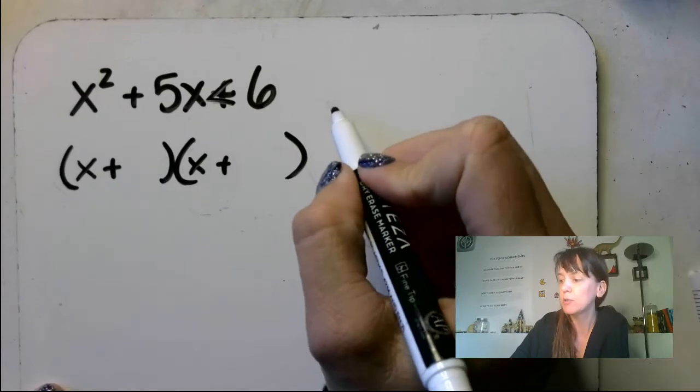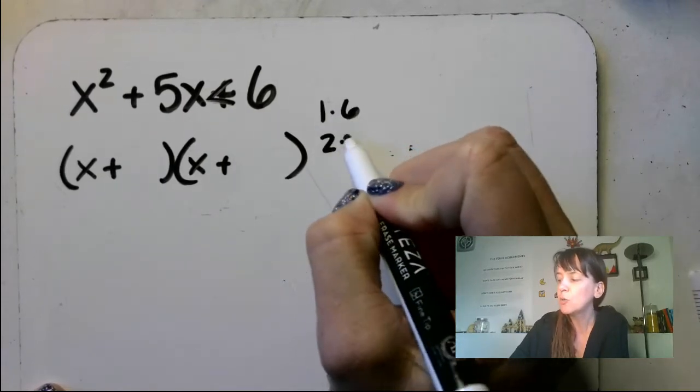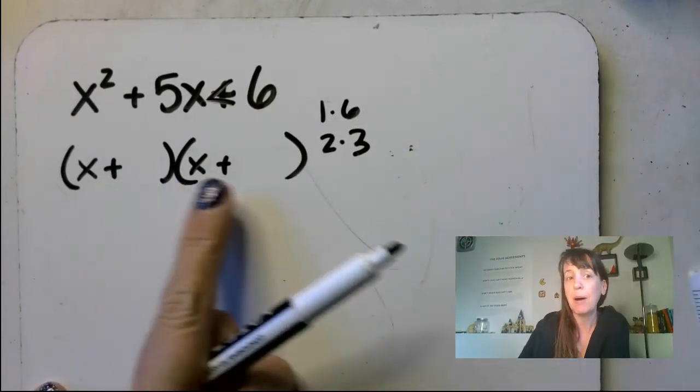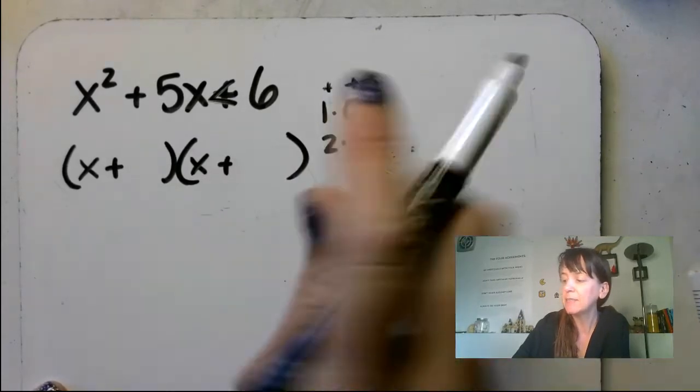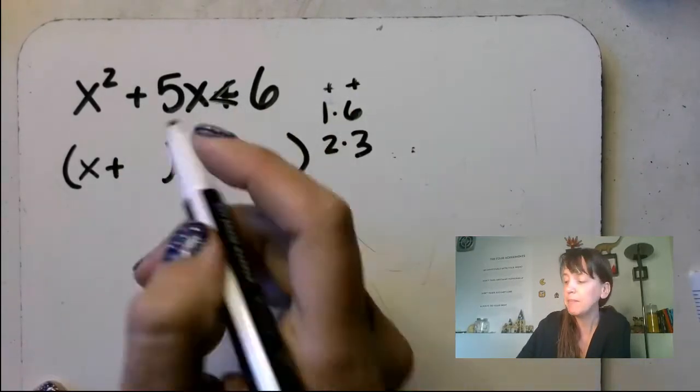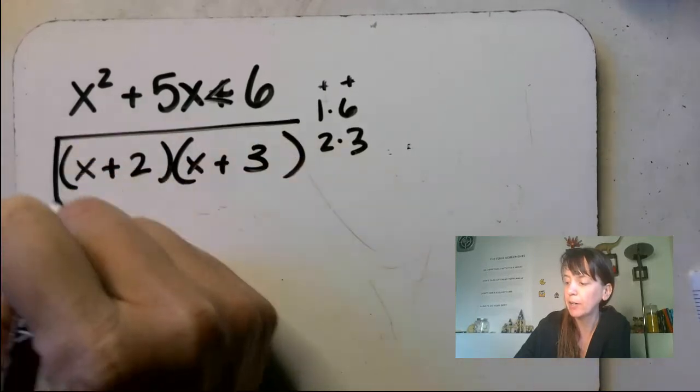Next step, take this number and write down all your factors. I highly recommend you do this in order. 1 times 6, 2 times 3. We need a positive and a positive that gives us 5. 2 and 3 will give us 5. Bam, there you go. That's that factor.